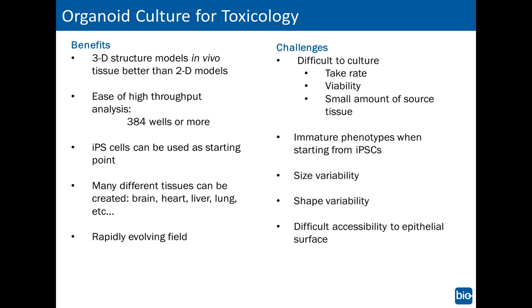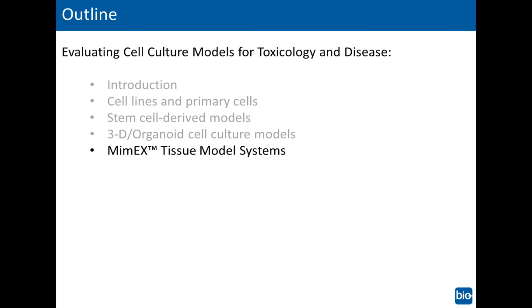Another problem with the organoids is the variability. So in a single field of view, you can see organoids with various shapes and sizes. You may have a nice intestinal organoid with crypt structures that's relatively large right next to another organoid that's small and spherical. And this could provide difficulty in reproducibility. Another issue is the accessibility of the epithelial surface, because the lumen is enclosed in organoids.